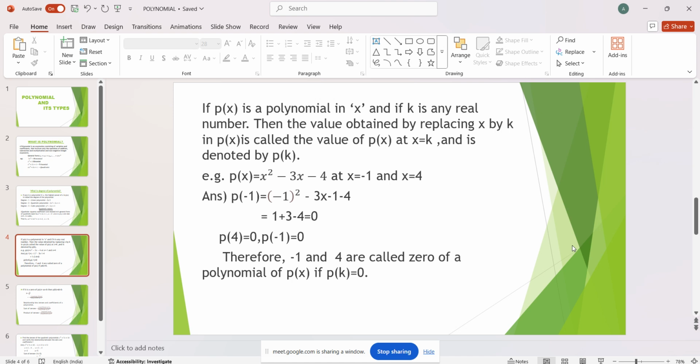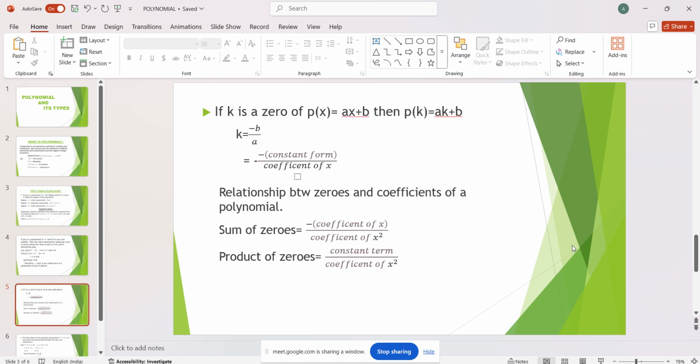Then next one. If k is a zero, then p of k equals 0. Take p of x equals ax plus b, a linear polynomial. Putting x as k, p of k equals ak plus b. Look at that, ak plus b. P of k equals 0 says that k is a zero of the polynomial.